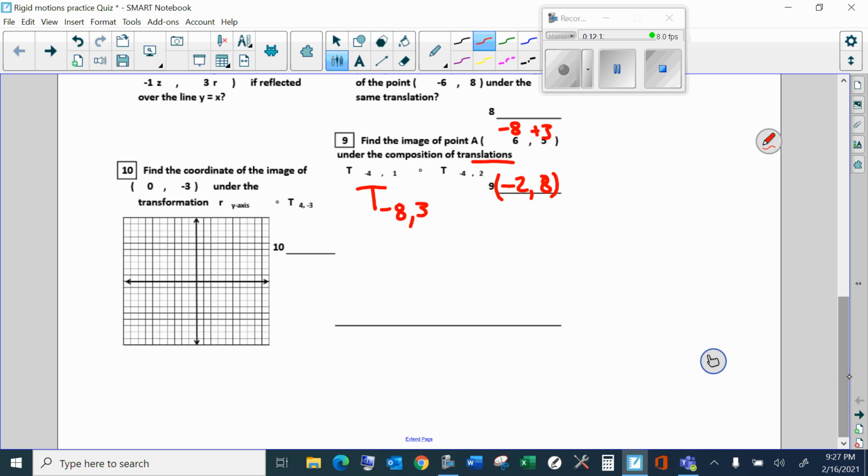And lastly, what are the coordinates of the image 0, negative 3 under the transformation of, first, that translation. So I add 4 and subtract 3. Okay, so that gives me 4, negative 6. And then reflect that over the y-axis, which switches the x-coordinate to negative 4, negative 6.